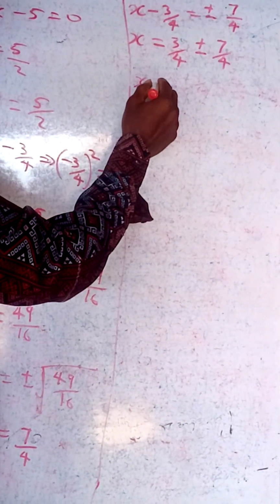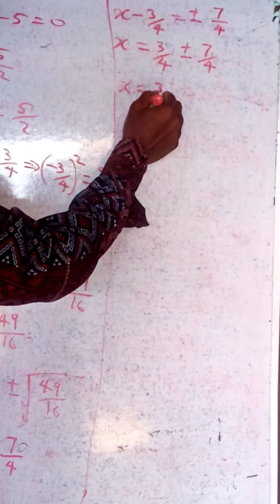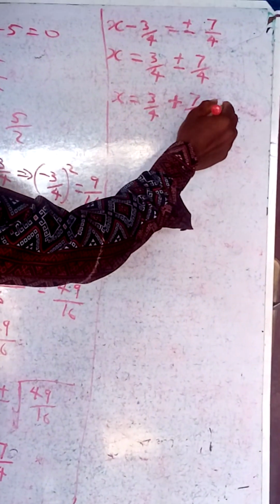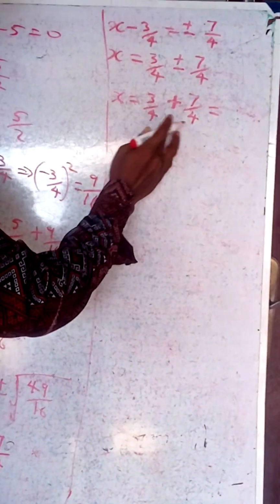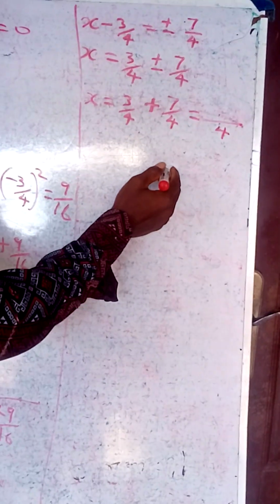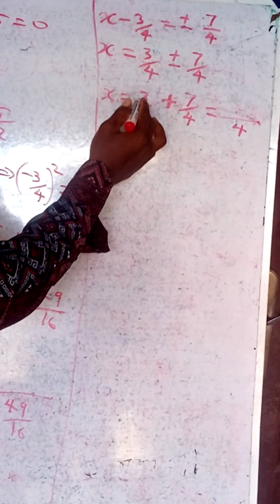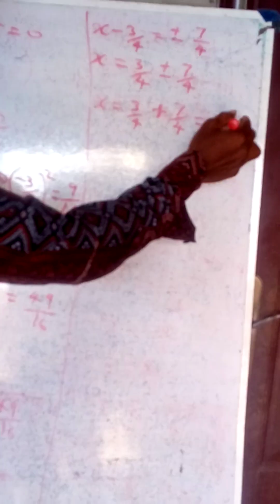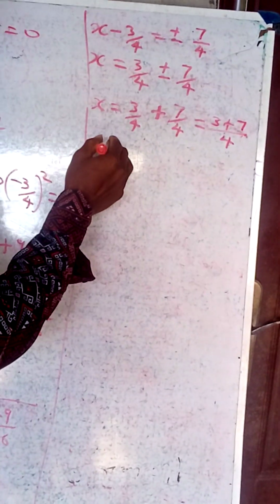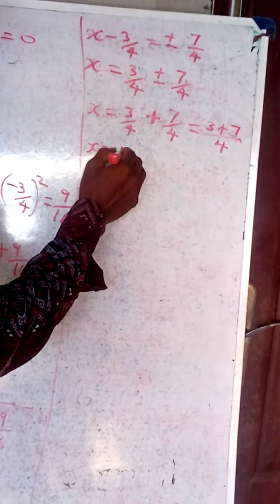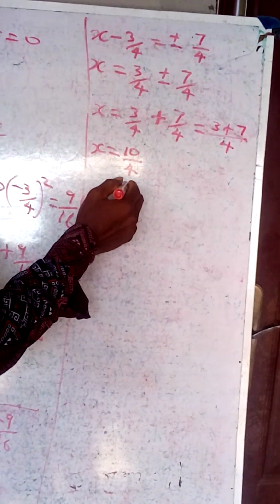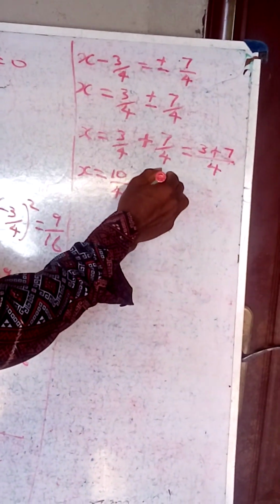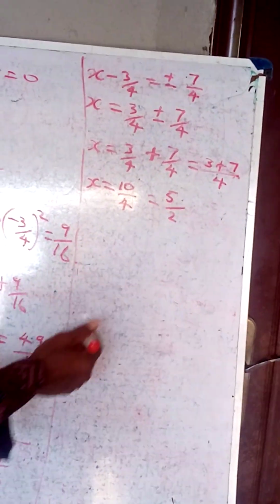So using plus first, x is going to be 3 over 4 plus 7 over 4. Alright, the LCM is still 4. 4 divided by 4 is 1. 1 times 3 is 3. Plus 4 divided by 4 is 1. 1 times 7 is 7. Alright, so x is going to be 3 plus 7 is 10 over 4. And 10 over 4, its simplest term will be 2 goes here is 5. 2 goes here is what? 2.